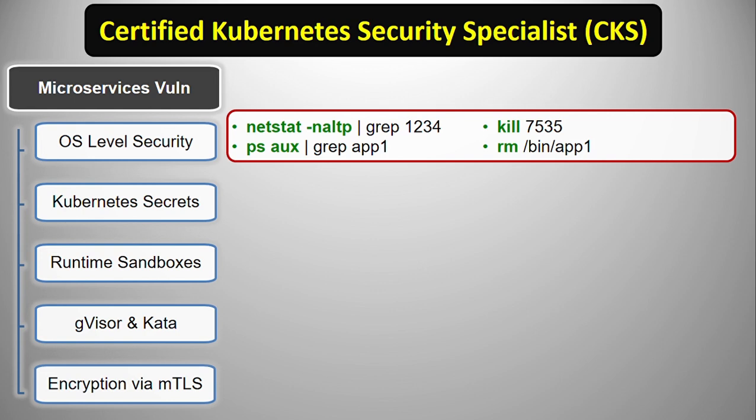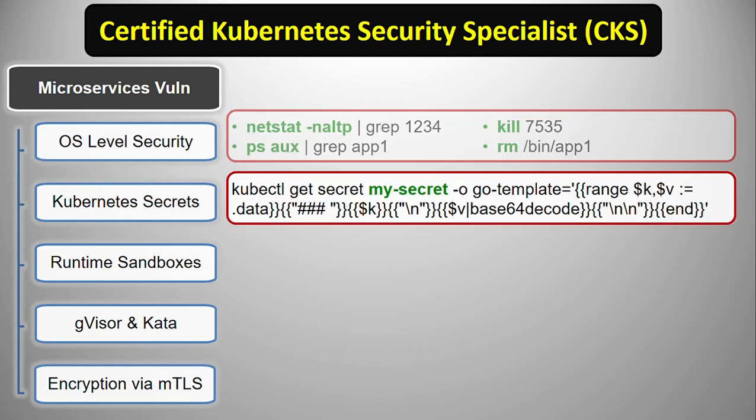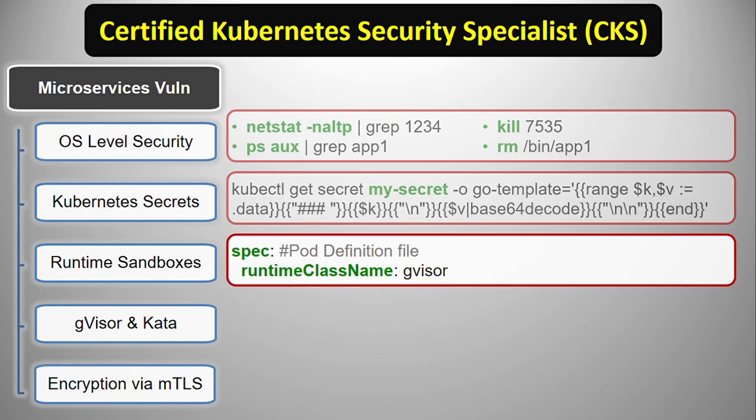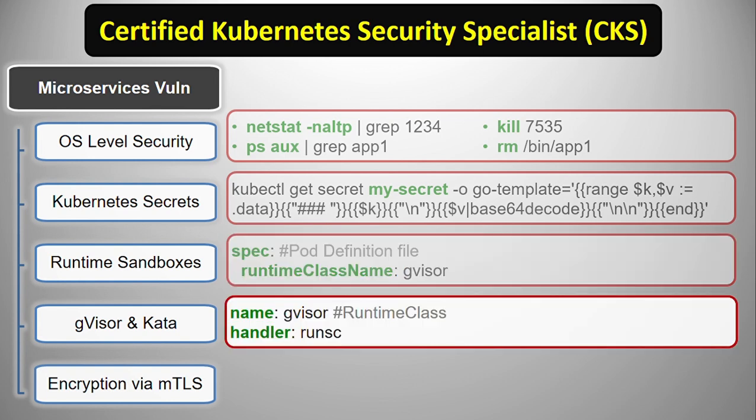We can get the base64 decoded secrets through the command shown on the screen. You can find this command in the cheat sheet of the Kubernetes documentation by searching for secrets. A runtime class can be implemented in a pod through the command shown on the screen, and it can be implemented through the runtime class template by defining the name of the runtime class and the handler, which for gVisor in this example is runsc.